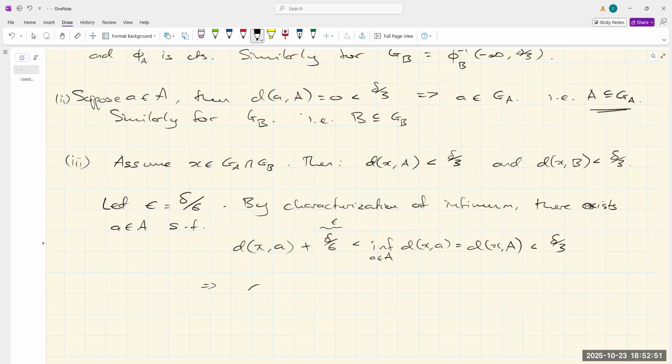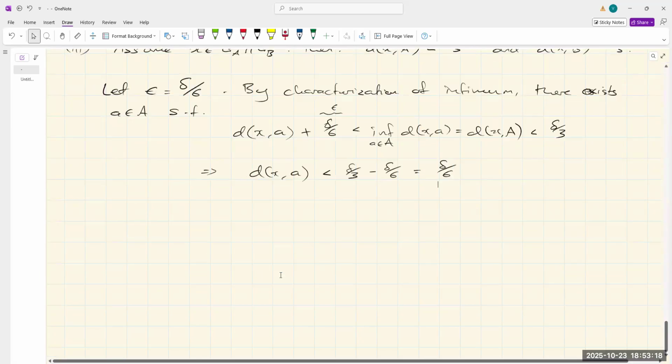And from this, I'm going to make dxa the subject of this inequality. So leave it on the left-hand side and dump everything over on the right. So this guy is less than delta over 3 minus delta over 6. Delta over 3 is 2 over 6. So this is 1 over 6, so delta over 6. Okay. Let me call this 3.